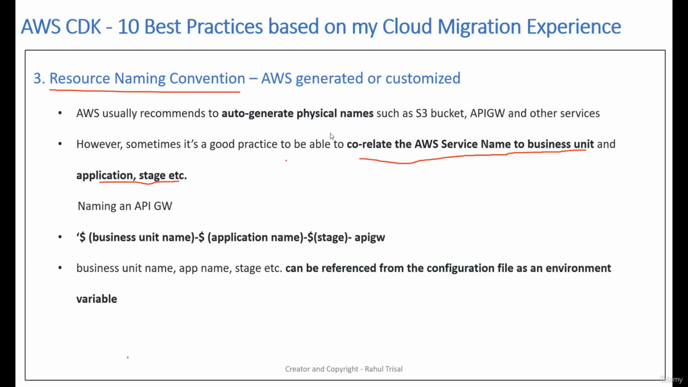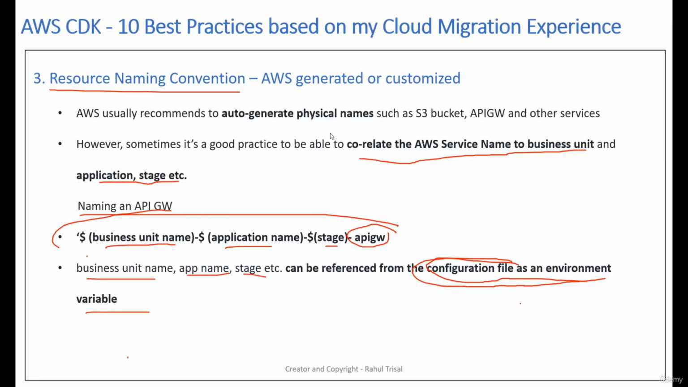So how we used to do the naming convention would be something like this. Saying I have to name an API gateway. So I will say business unit name, application name, stage, and then hard code this API gateway. So what will happen is I'll create a configuration file which I will use as an environment variable where I put the business unit name, the app name, and stage.